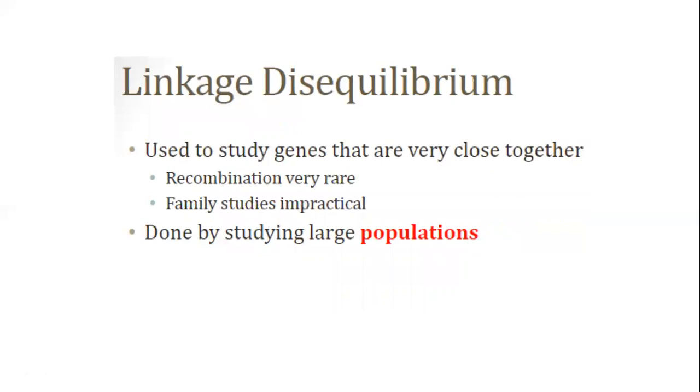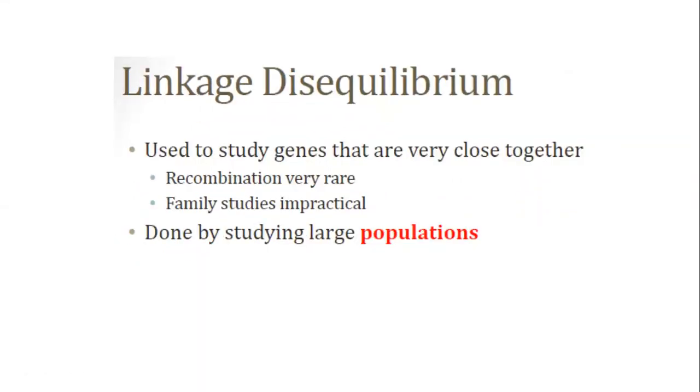Now let's talk about what is linkage disequilibrium. This is used to study genes that are very close together, where recombination is very rare. And in this case, family studies are impractical, so this is done by studying large populations.